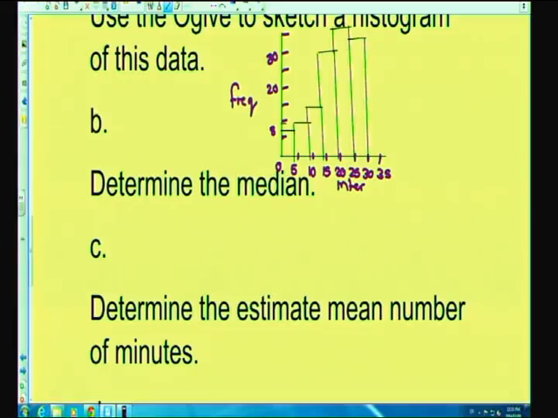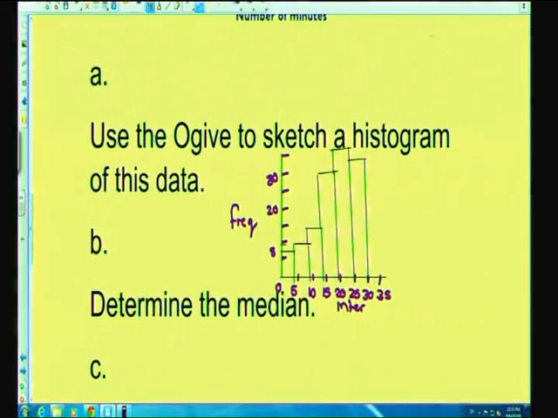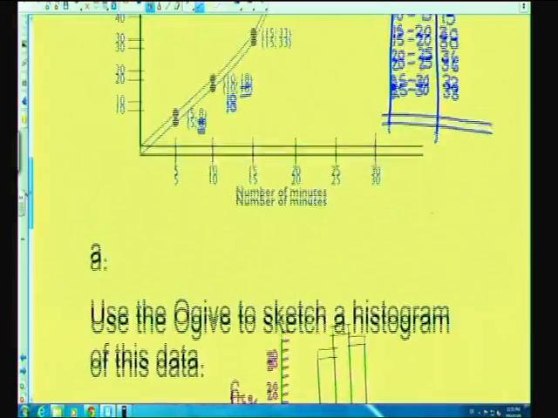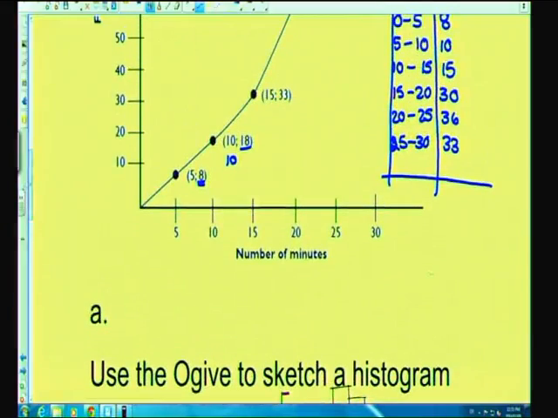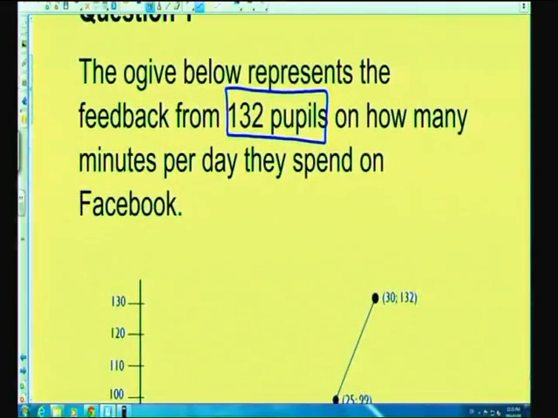So that would be your histogram representing the amount of time spent on Facebook in terms of frequency. Now, the next question says, determine the median. Now, what we need to do for that is we know that we have 132 pupils. So the median would be the middlemost bit of data, which would be the 66th one.